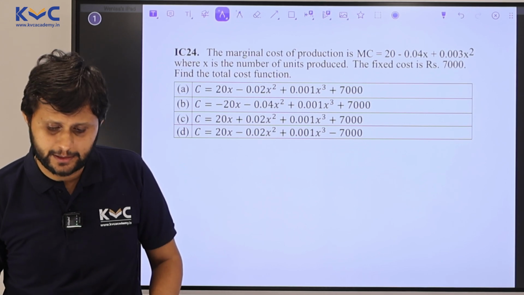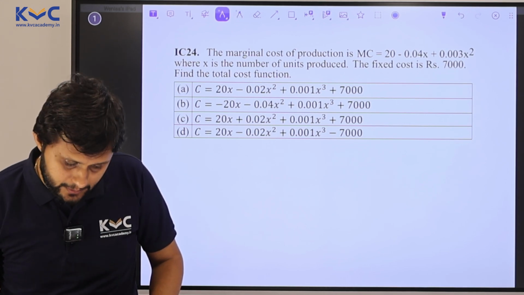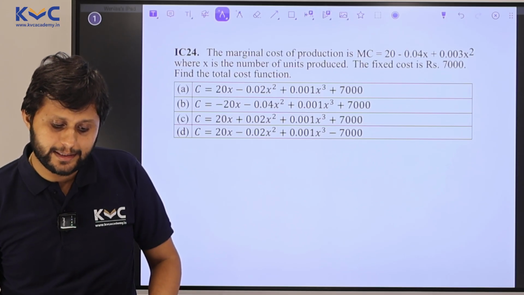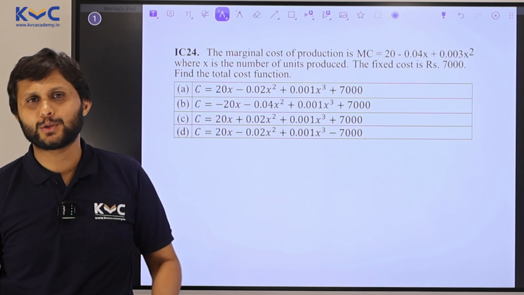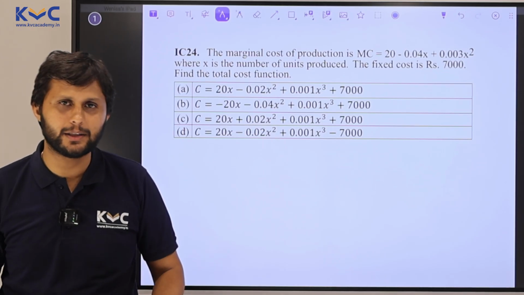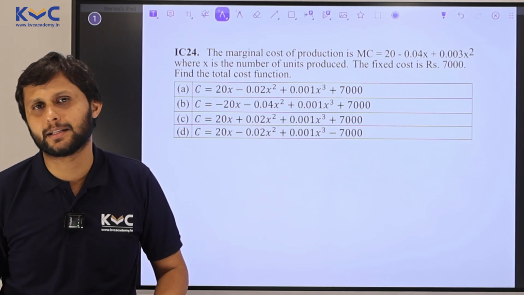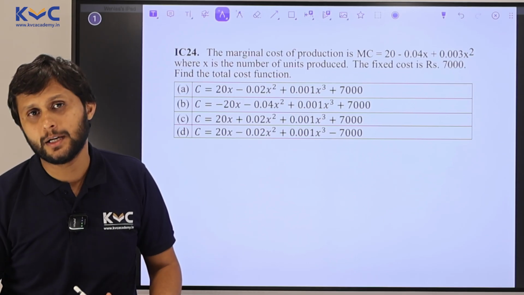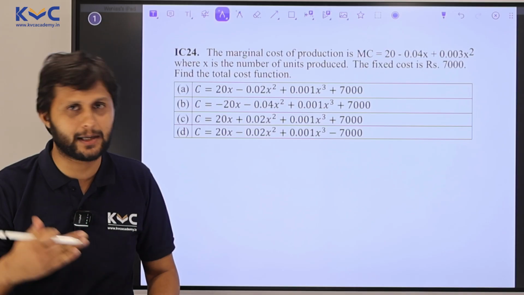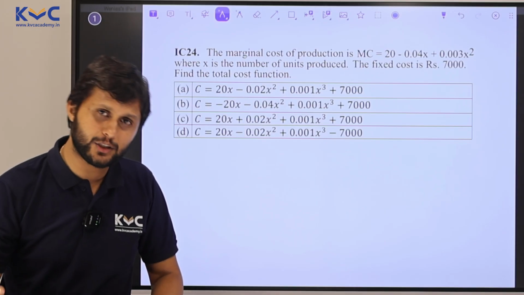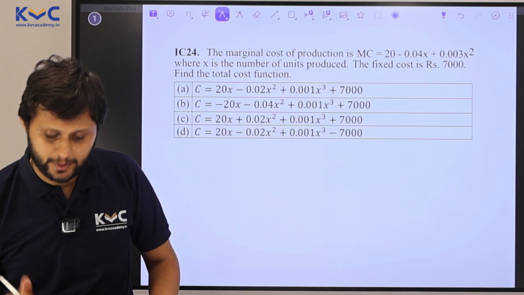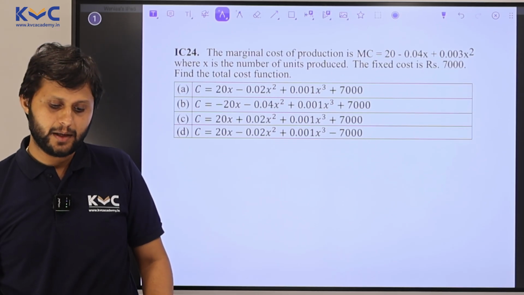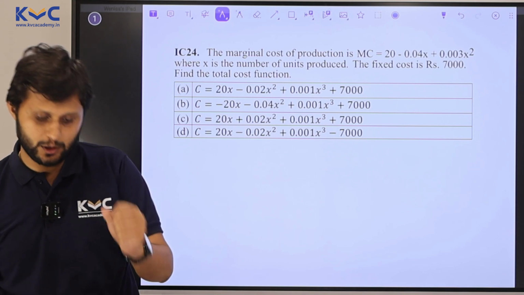Marginal cost of production, MC, is given. Fixed cost is 7,000. Find the total cost function. So far, in 23 questions, we have not used this. What is this? Integration. Applications of integral calculus. We have not used it so far. So far we had a cost function, we got marginal cost. We had a revenue function, we got marginal revenue. For the first time we have the other way around. Marginal cost is given. We need to get the cost function.